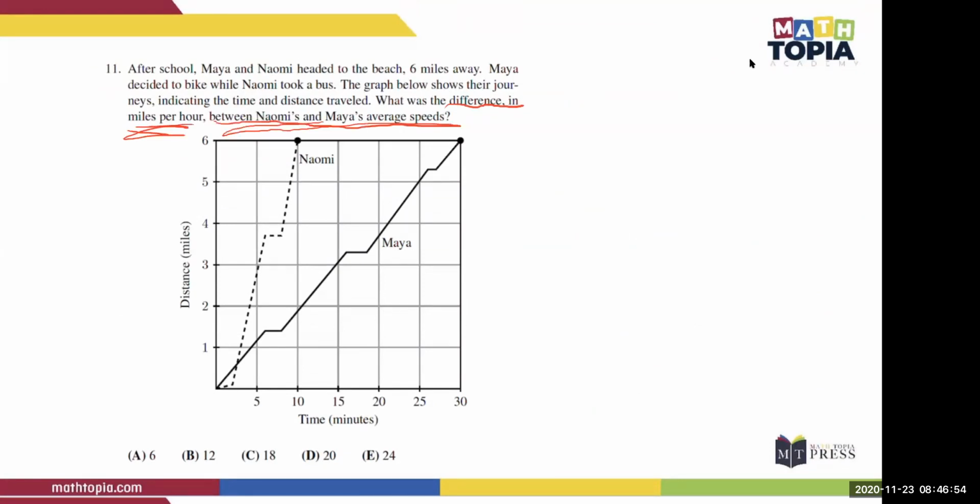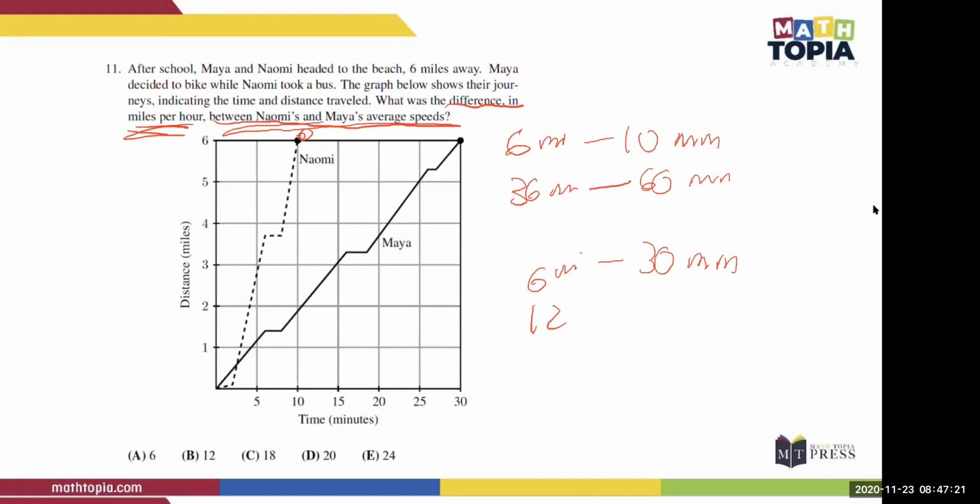Let's see first how much Naomi's speed would be in miles per hour. Naomi traveled 6 miles in 10 minutes. So in an hour, we'd multiply both of these numbers by 6. We get 36 miles for 60 minutes. Now, Maya had 6 miles in 30 minutes. So in an hour, multiplying both numbers by 2, she'd have 12 miles in 60 minutes.